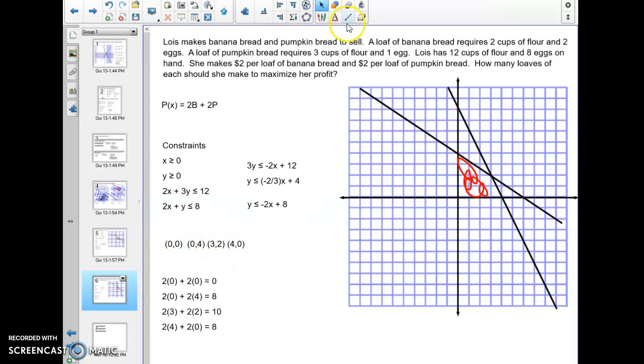So 3, 2 is what we would use to maximize our profit. So that's my answer. And I would say 3, 2 maximizes my profit.